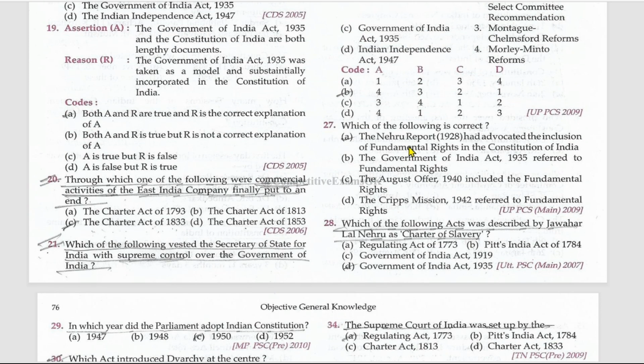The Nehru Report had advocated the inclusion of fundamental rights in the Constitution of India in 1928. This Nehru Report had come in 1928. Which of the following acts was described by Jawaharlal Nehru as the Charter of Slavery? Government of India Act 1935.